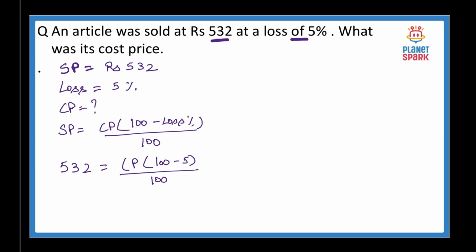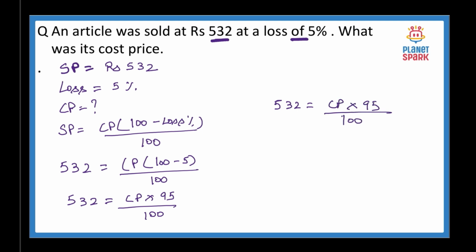Again, on simplifying, I'll get 532 is equal to CP into 100 minus 5, which is 95, divided by 100. Now 95 and 100 can further be simplified. When I further simplify 95 and 100, I will get that CP is equal to 95 over 100. I can cancel them using the table of 5. I'll get 19 over 20.